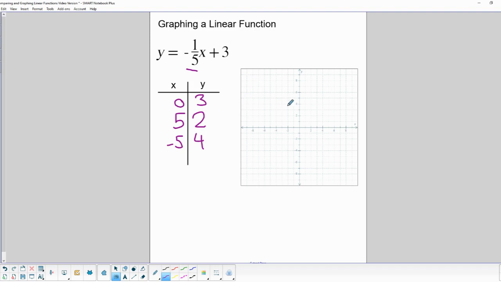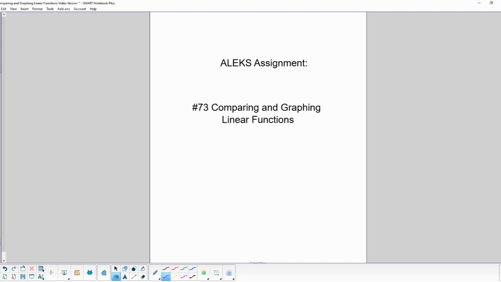So would this be linear? 0 and 3, 5 and 2, negative 5 and 4. Sure enough, look at how they line up on a nice straight line. So that one worked out quite well.